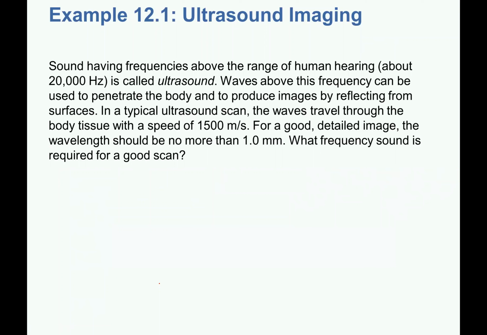All right, so let's look at a couple of examples here. Sound having frequencies above the range of human hearing, about 20,000 hertz, is called ultrasound. One of the things we're going to talk about later on is that humans can only hear sound between 20 hertz and 20,000 hertz. That's the audible range. So anything above 20,000 is known as ultrasound. Waves above this frequency can be used to penetrate the body and to produce images by reflecting from surfaces.